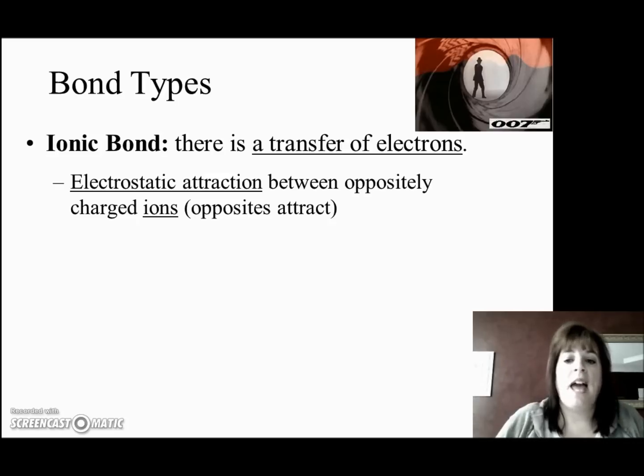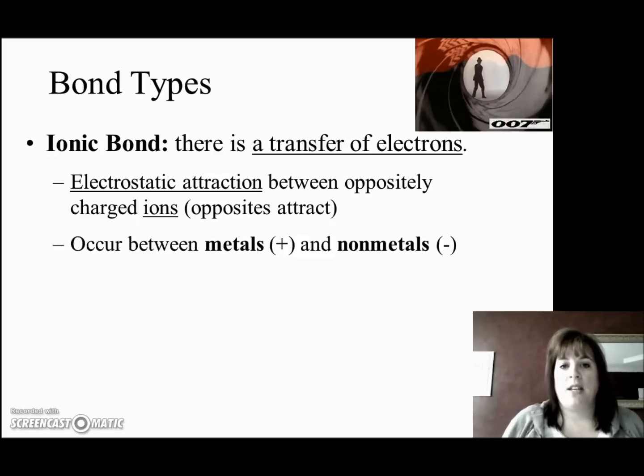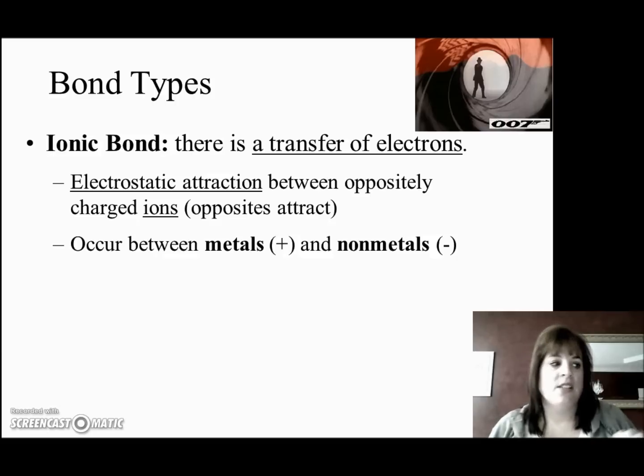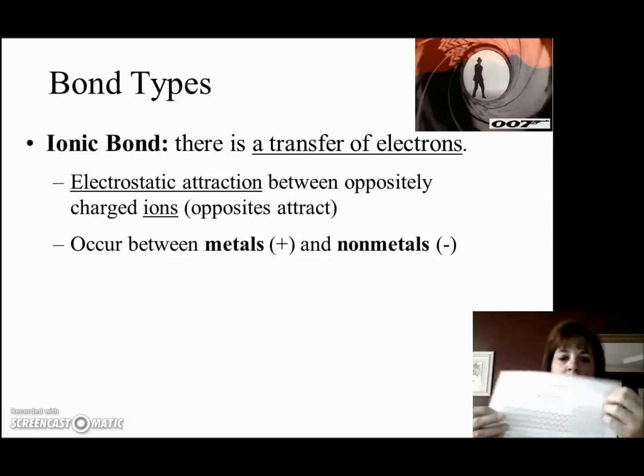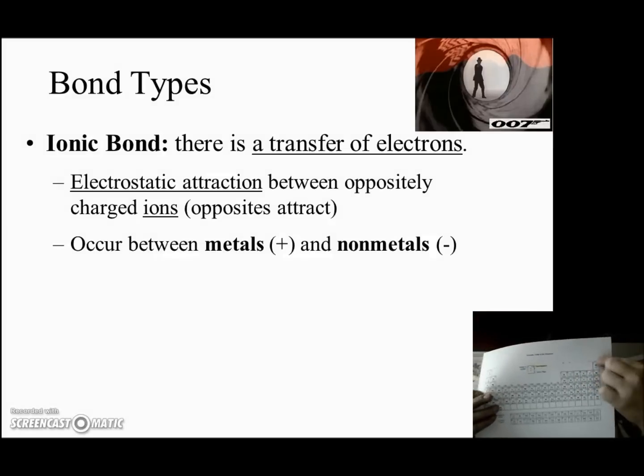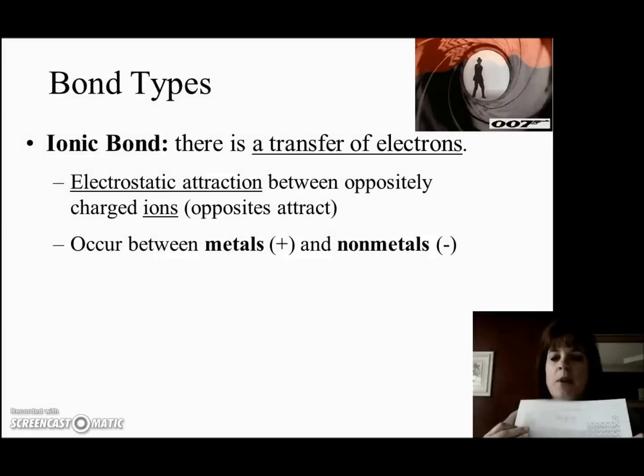Now, this only happens with metals and nonmetals. The metals become positively charged because they're on the left side of the periodic table. They have fewer electrons in their outer shell. Then the nonmetals, what they're bound to, the ones that become negative, are over here on the far right side of your periodic table.